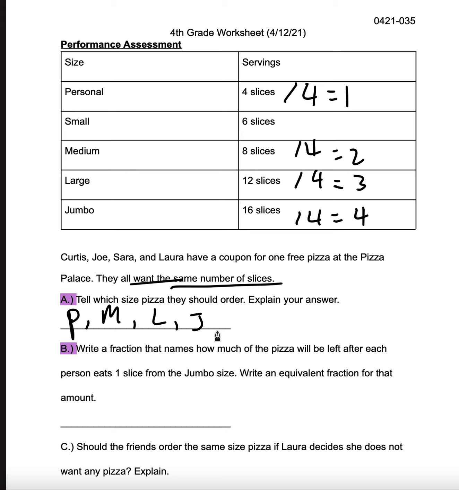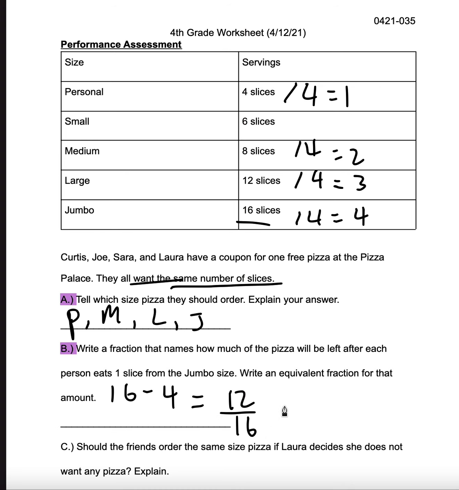Part B, write a fraction that names how much of the pizza will be left after each person eats 1 slice from the jumbo size. Write an equivalent fraction for that amount. So if each person eats 1 slice from the jumbo pizza, we'll just do 16 minus 4 people. 1 slice per person, so 4, and you get 12. And the total amount of slices are 16. So we'll do 12 over 16.